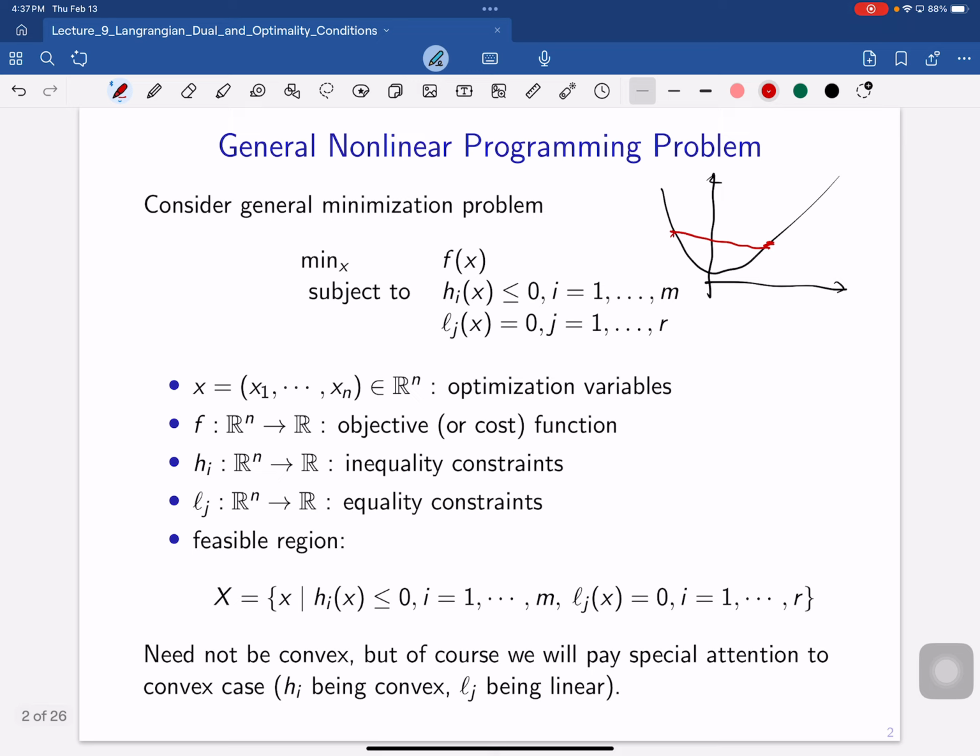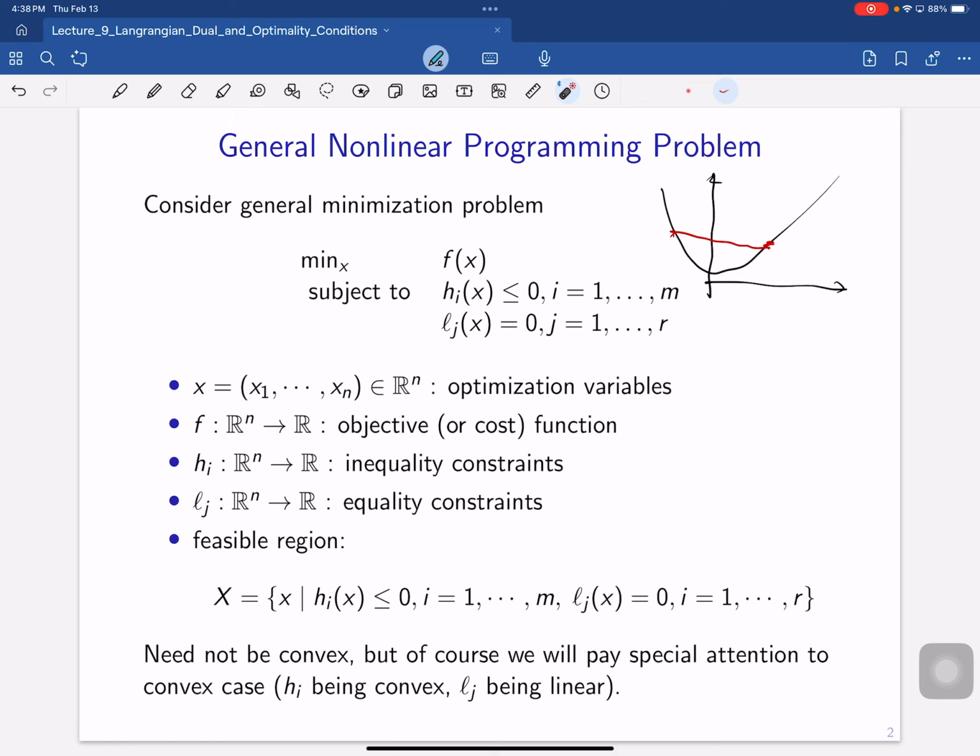Yeah. So for a convex problem, let's say a constrained convex problem, the feasible region X has to be convex. Let's say the set X defined by these constraints has to be convex. In order for that to hold, the inequality constraints are convex, and the equality constraints must be linear.